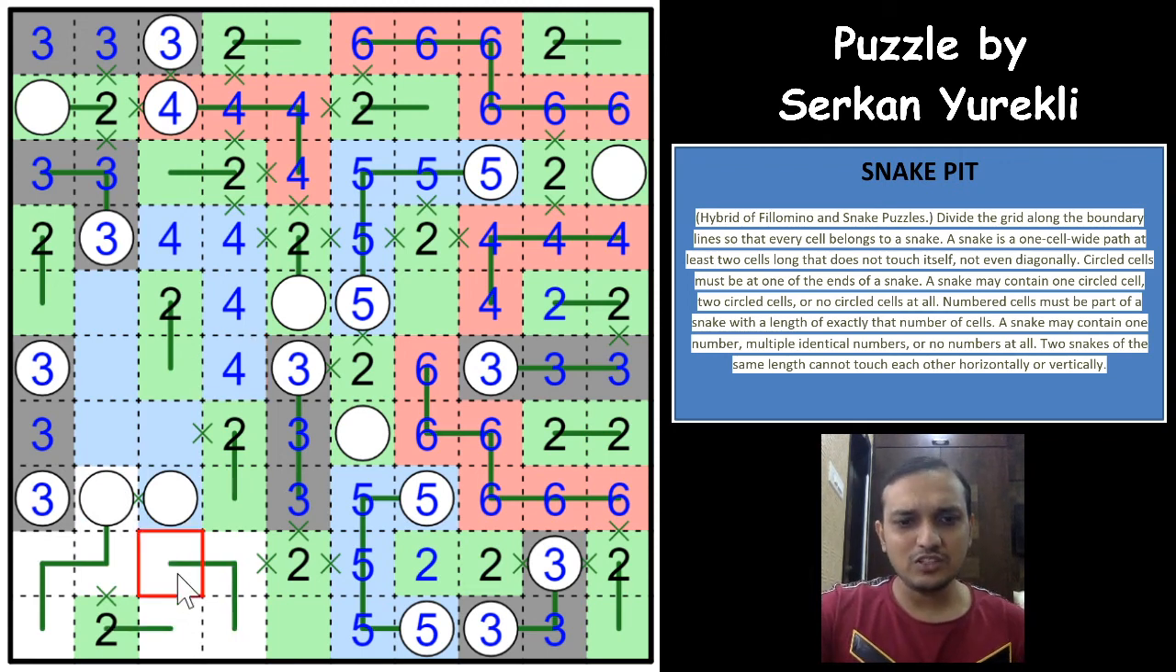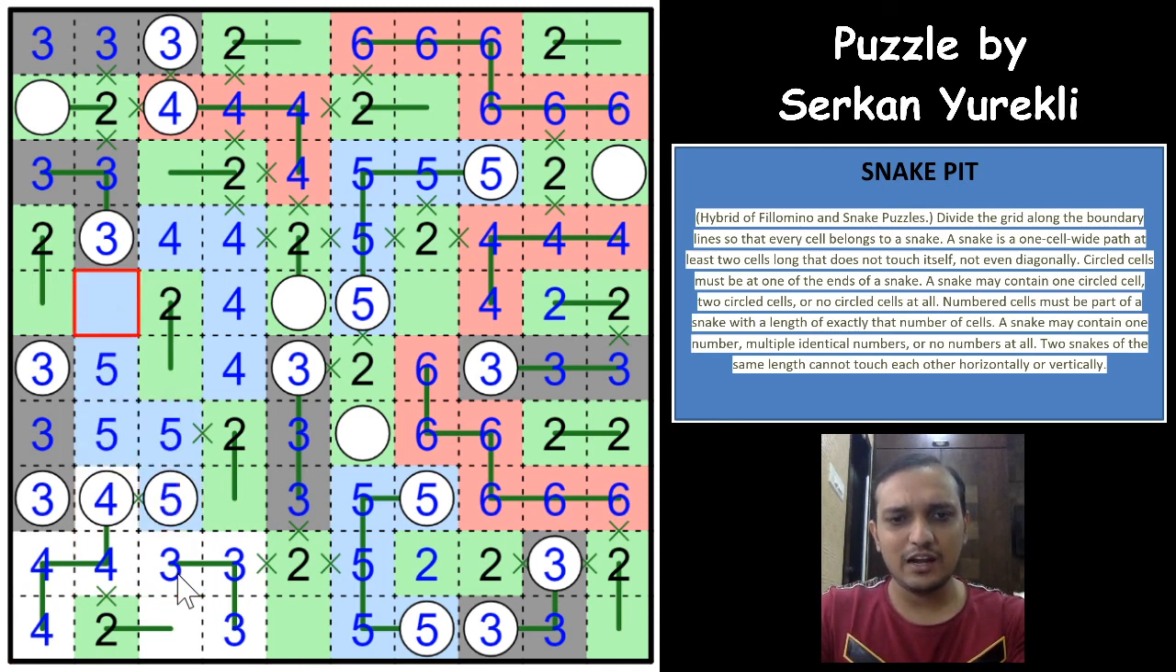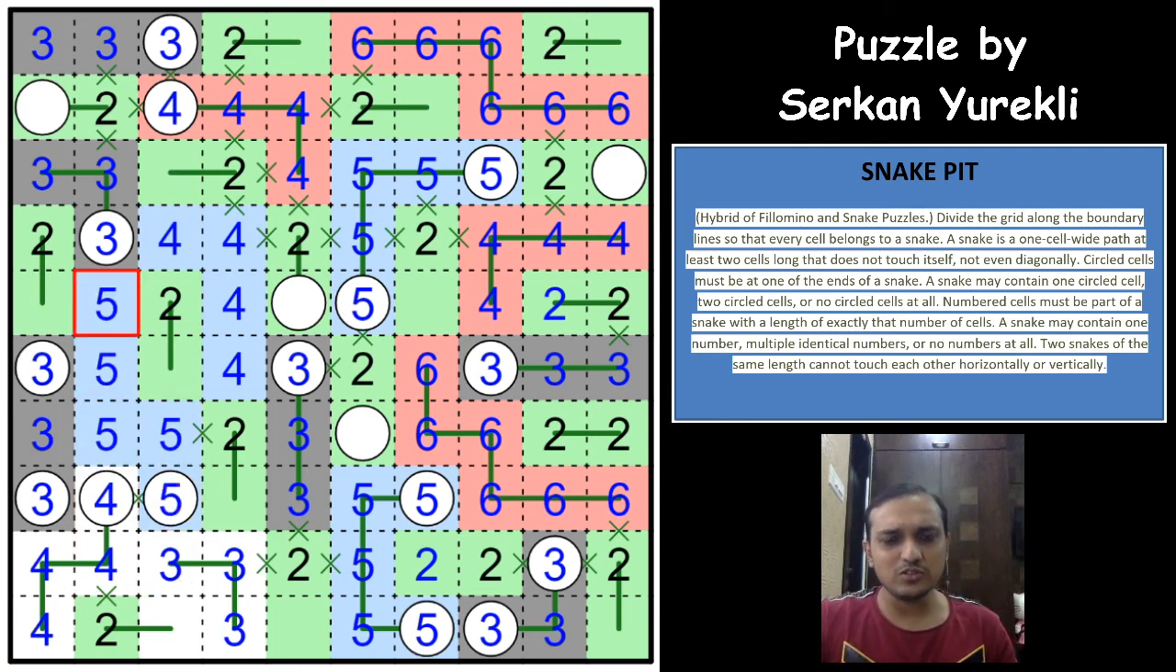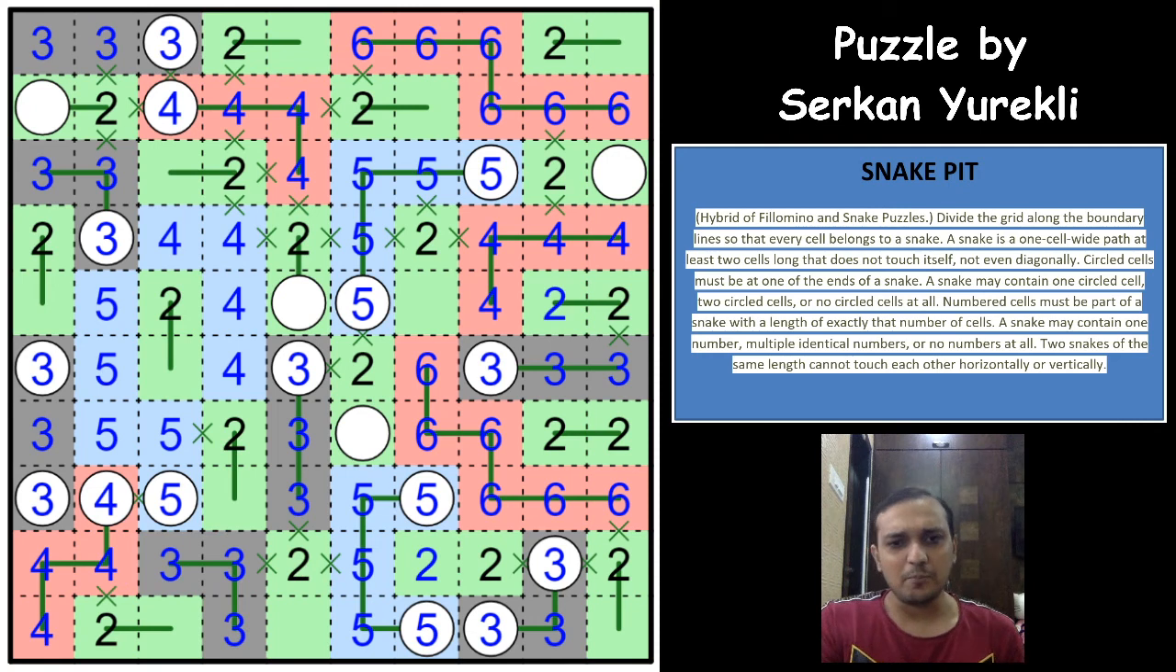Superb. So as you can see here, we have completed this snake pit puzzle. Excellent puzzle by Sarkan. So this becomes a 4-cell snake, and this becomes a 5-cell snake. And as you can see here, both the Filomeno rules and the snake rules are fulfilled in this puzzle. This 4-cell snake, this 3-cell snake, this 2 and this 5, none are touching the same region here. And with that we complete this excellent puzzle. So this would have to be 4, and this would have to be 3. And with that we complete this excellent snake pit puzzle by Sarkan Urekli.